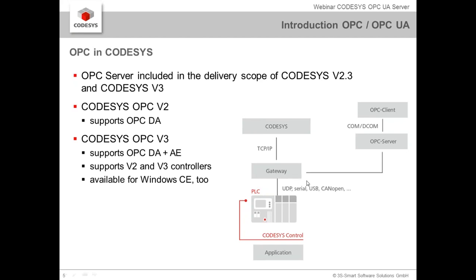Let's take a short look at the graphic here. We have the PLC, which is handling the application, and you know that there is a communication server, the so-called gateway server, which is always in between CODESYS and the PLC, and the OPC server is now working on top of that gateway server. So it uses the services inside that gateway server and provides this standard communication to OPC clients via COM and DCOM.